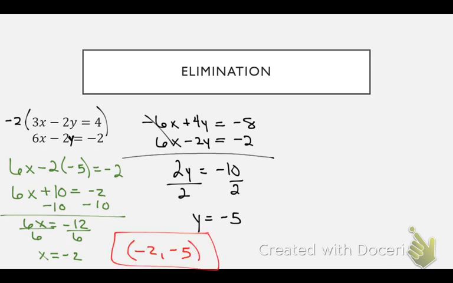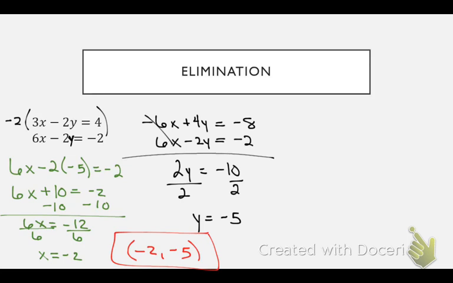Can we do the first one too? Yes. If you had plugged negative 5 back into the first equation, you should have still gotten the same answer of negative 2. Either one should have been fine. All right, and that's your elimination.